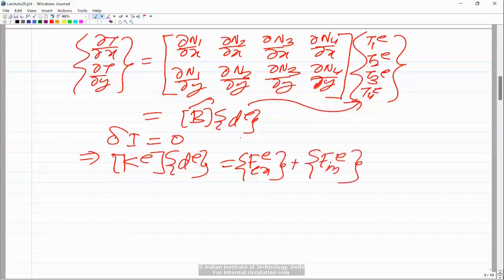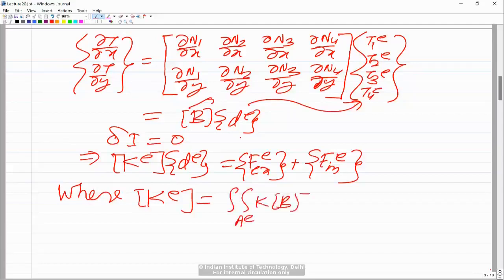Now let me define here all the matrices. So if you look at this, Ke is the integration over the area of the element, and then you have this K, and then you get here B transpose into B into H into dx into dy.